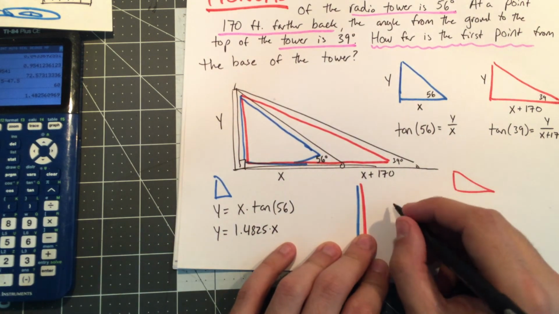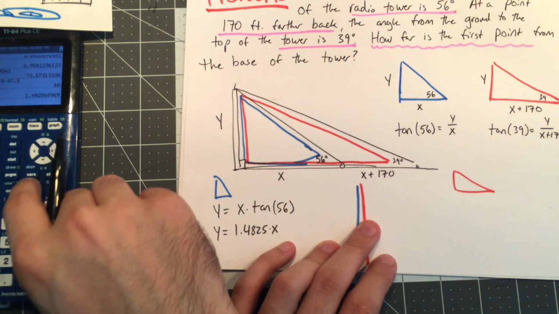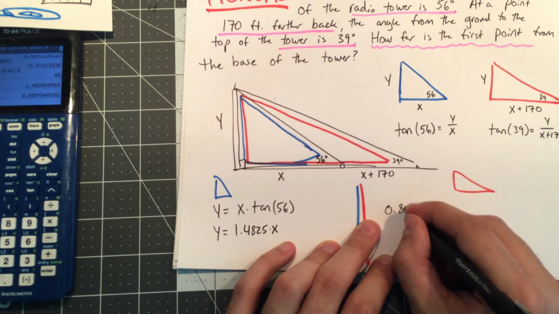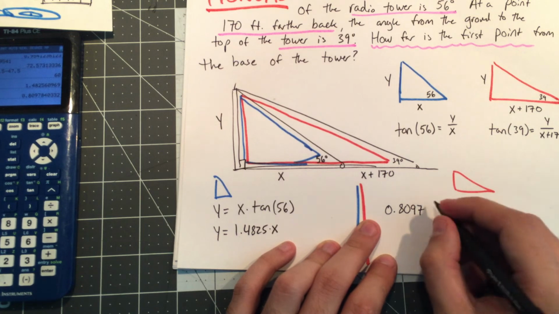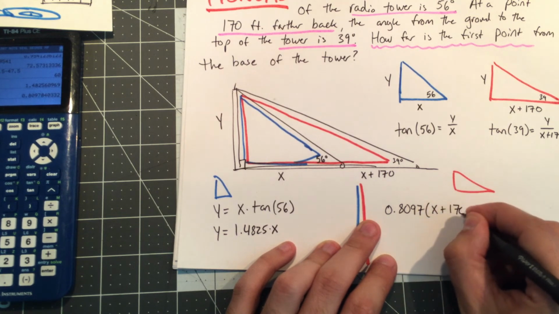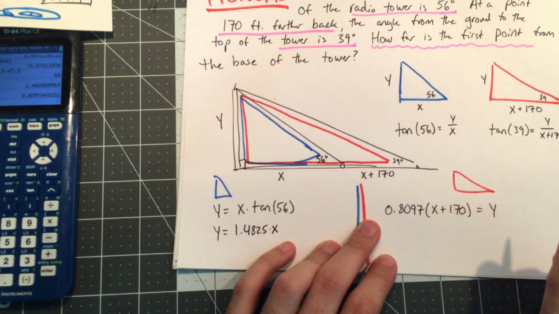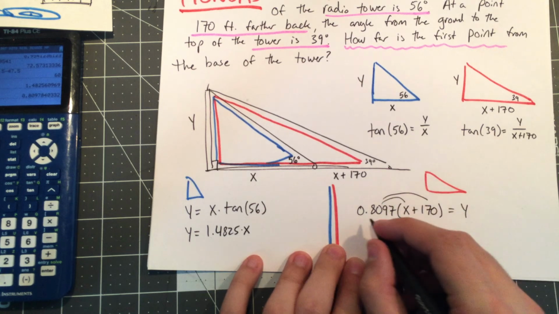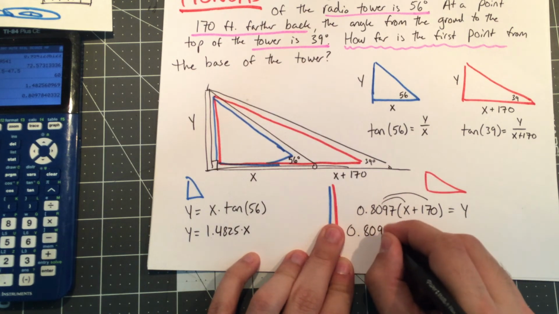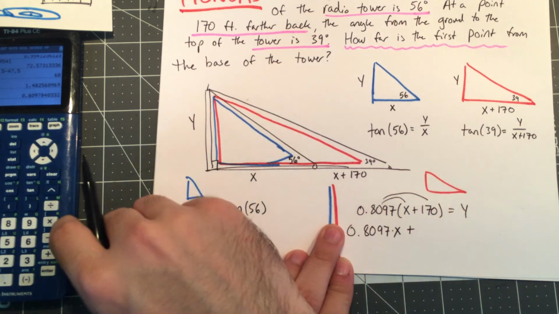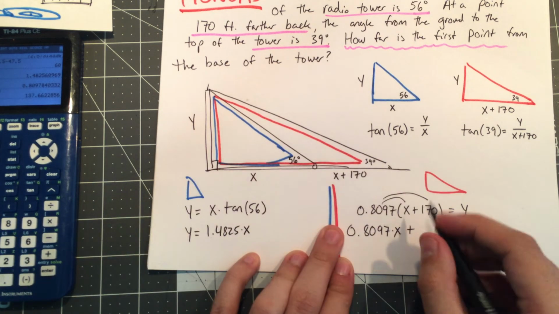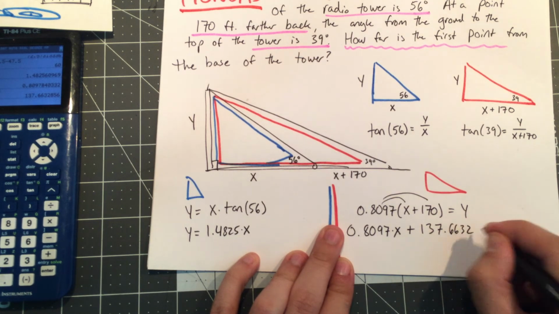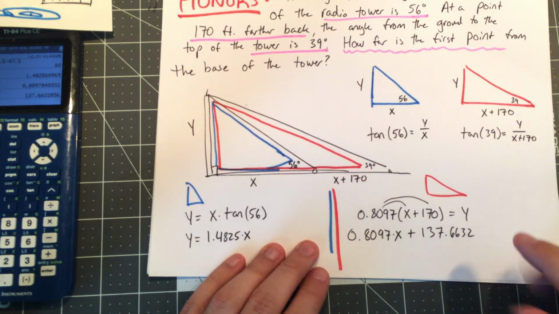Over here, I have the tangent of 39. Tangent of 39 is 0.8097 over x plus 170 equals y. I'm going to multiply that on both sides. I multiplied the denominator on both sides. I'm also going to distribute to both of these. 0.8097x plus, that's going to give me 137.6632 equals y.